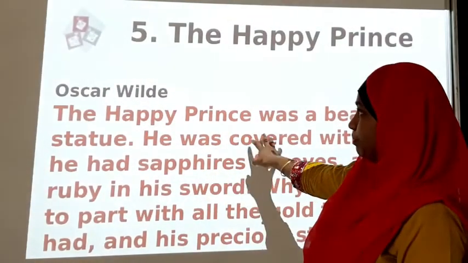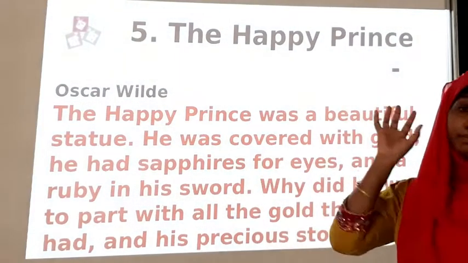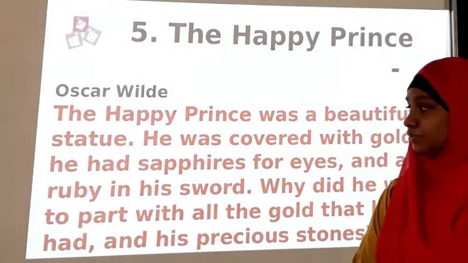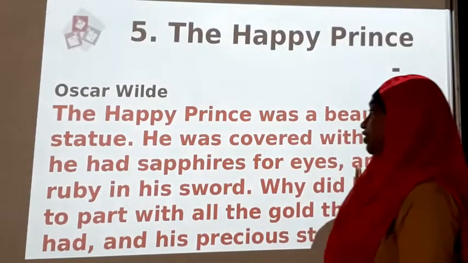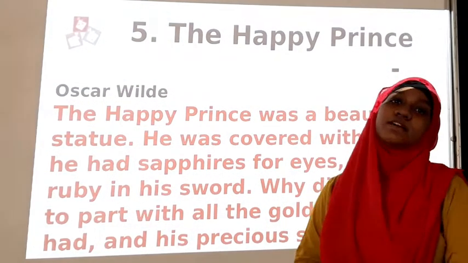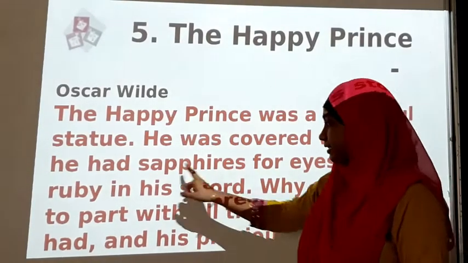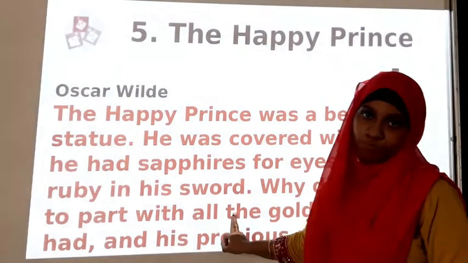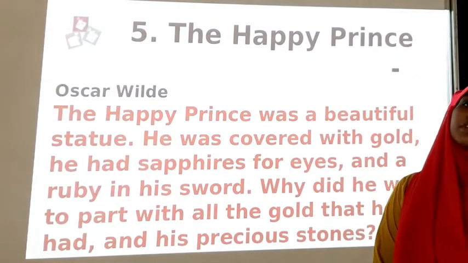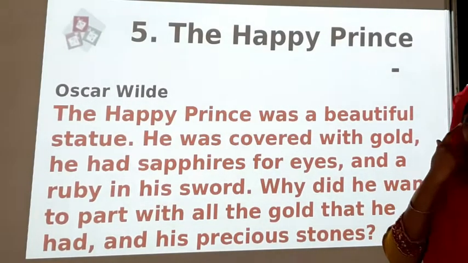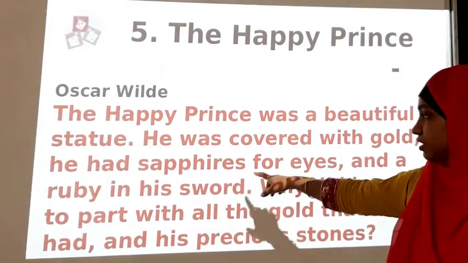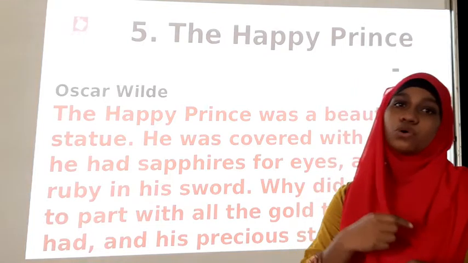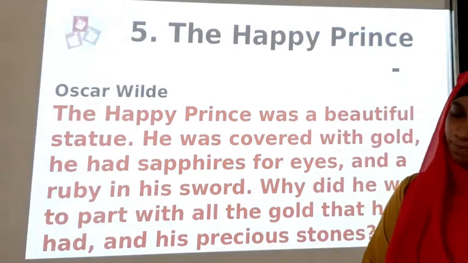The Happy Prince is the main character in this chapter. He was a beautiful statue, fully covered with gold. He had sapphires for eyes and a ruby on his sword. So what happened? The statue was fully covered with gold, the eyes of the statue were made of sapphires, and a small ruby was fixed on the sword of that prince.